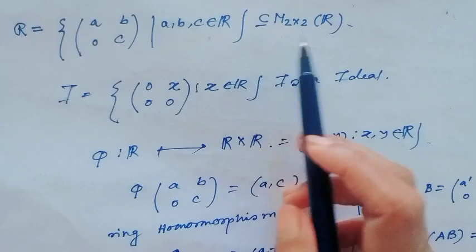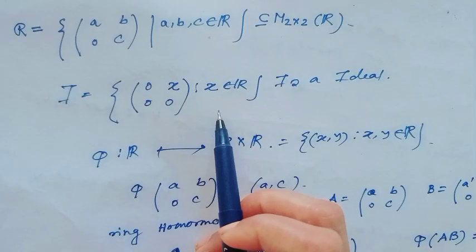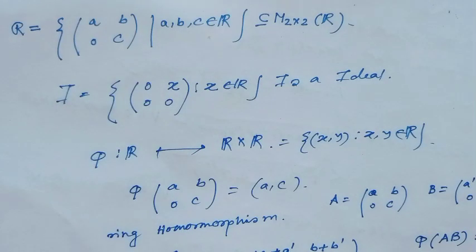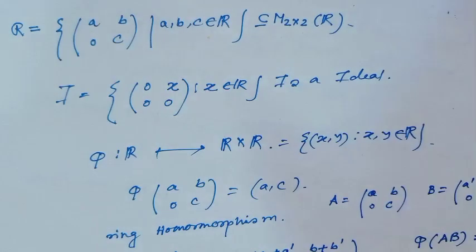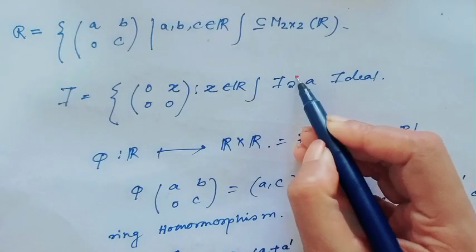Now consider this ring, and I is this set. Here R contains the matrices with entries a, b, 0, c, where a, b, c belong to the real numbers. Obviously this set is a subset of M2(R), and I equals the set of those elements 0, x, 0, 0, where x belongs to R. Now my question is: is I an ideal?